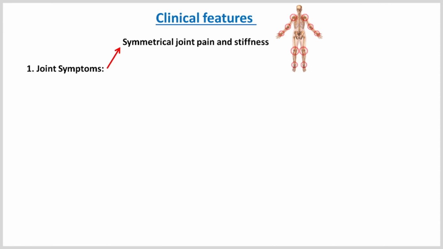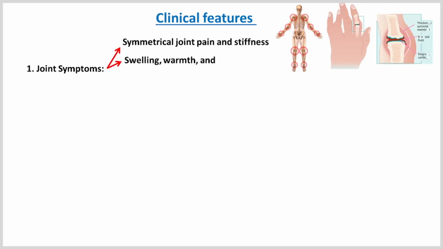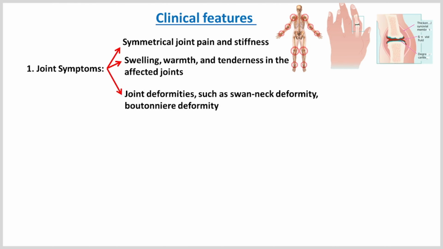Clinical features of rheumatoid arthritis. Rheumatoid arthritis typically presents with the following clinical features, although they can vary in severity and progression among individuals. Joint symptoms like symmetrical joint pain and stiffness, often worse in the morning or after periods of inactivity. Swelling, warmth, and tenderness in the affected joints. Joint deformities, such as swan neck deformity, boutonniere deformity, and ulnar deviation.